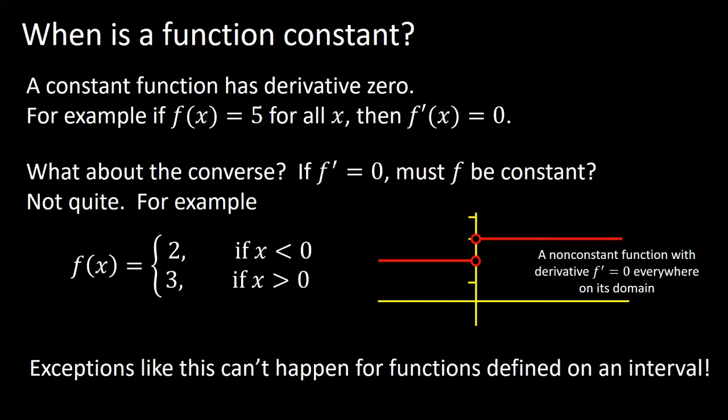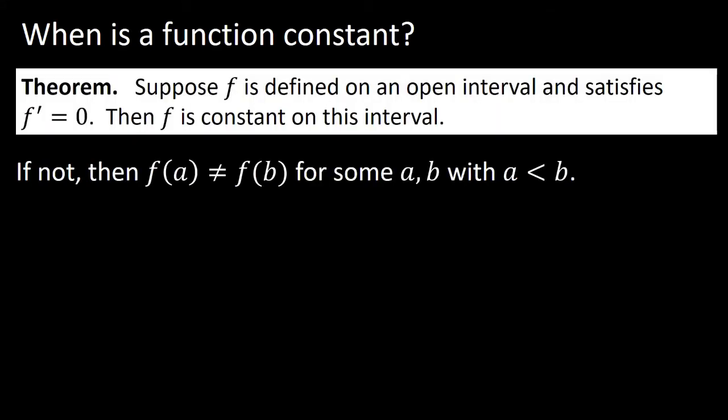And this is really the only kind of exception that can happen. If the function is defined on an interval, you don't have this kind of behavior. So what's special about intervals is they're connected. You can get from any point to any other point inside the domain. So domains which are not connected, you can't make any conclusion like this. So if your function is defined on an interval and the derivative is 0, then the function does have to be constant on that domain, on the interval. And I'm just going to talk about an open interval here because it's problematic to talk about derivatives at endpoints.